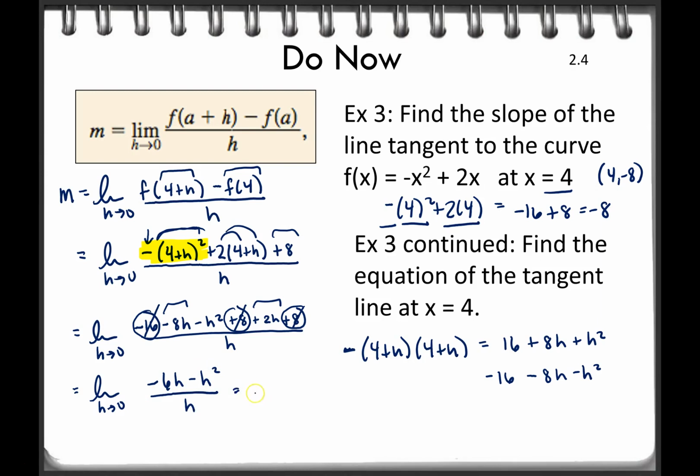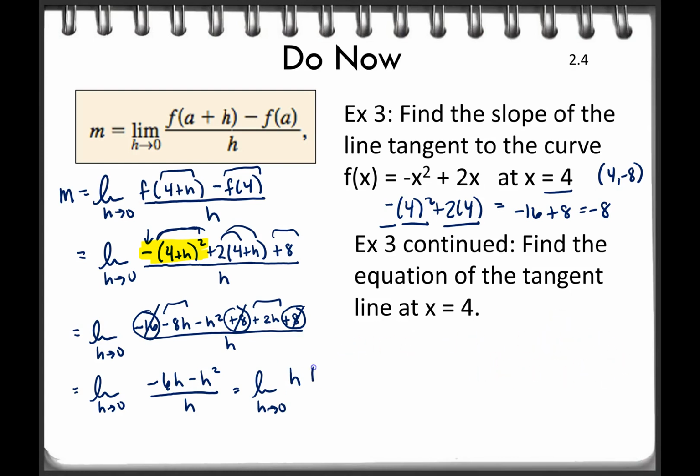All right, this becomes the limit as h approaches 0. I'm going to pull out that h now. Let me get rid of this so we have more room. So pulling out the h, I have a minus 6 minus h all over h. My h's are going to cancel. Now I'm going to take that 0 and plug in. And so that gives me a negative 6 minus 0, which is equal to negative 6. So my slope is negative 6.